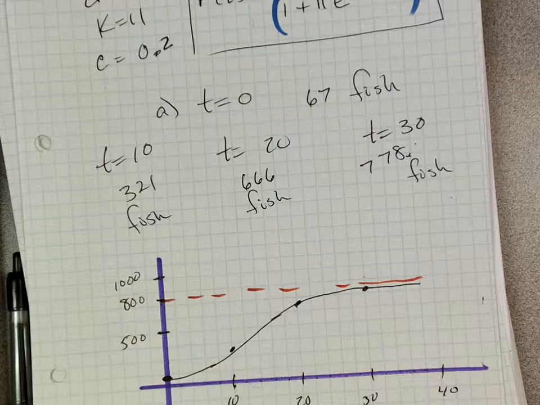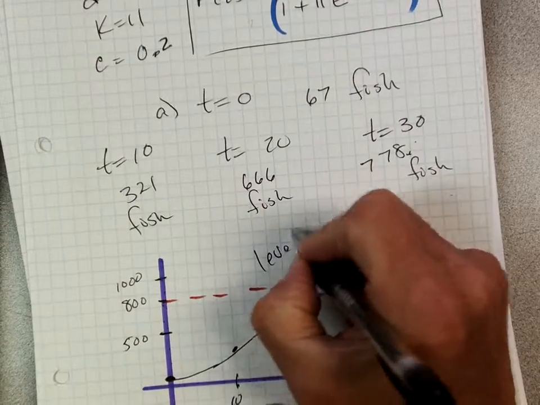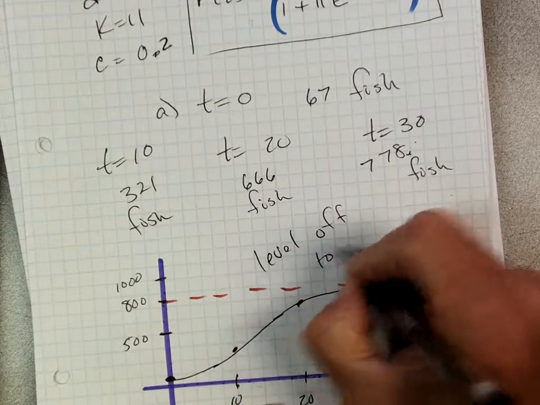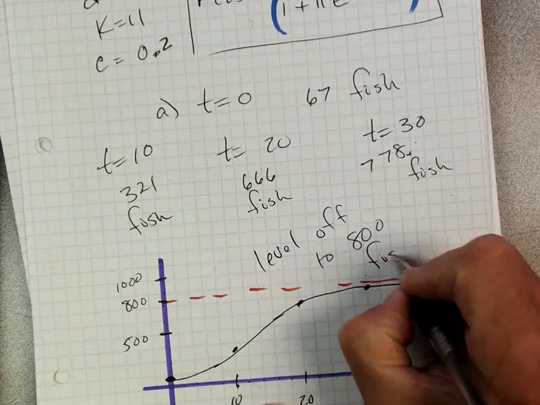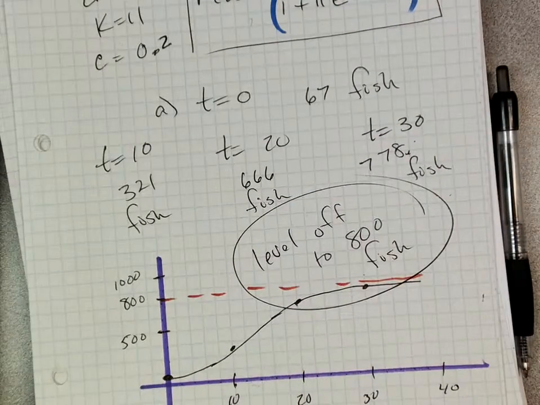Now, what will the population eventually level off to? What do you think? 800, right? So it levels off to 800 fish, okay? Okay, that's it. I think the hardest question is definitely number 2, right? And we're going to stop recording.